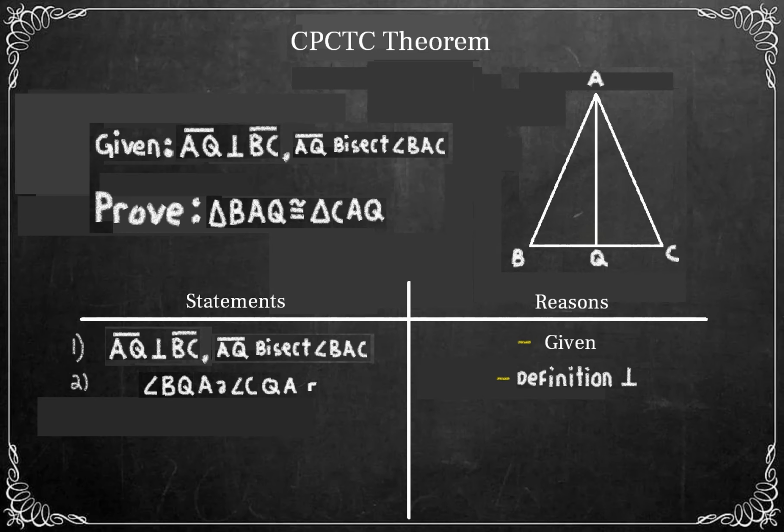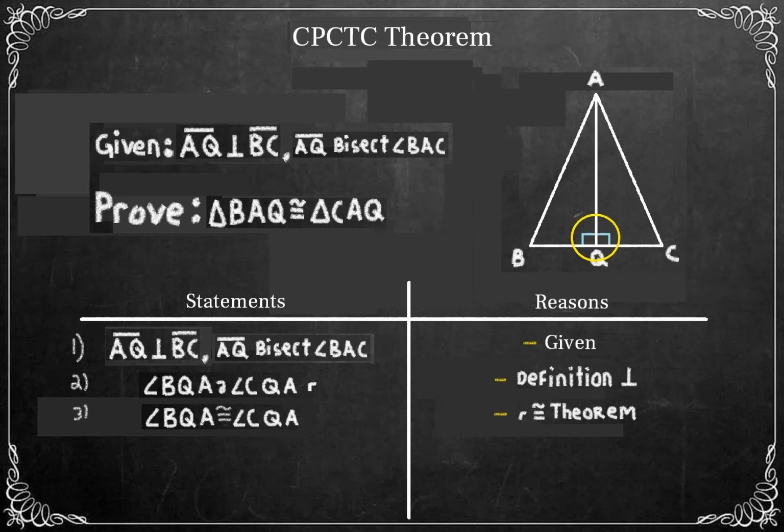Again, we use a classic geometry proof. The first statement: line AQ is perpendicular with line BC, and line AQ bisects angle BAC. The reason? This was given. Next, angle BQA and angle CQA are right angles. Reason? The definition of perpendicular. The third statement: angle BQA is congruent with angle CQA. The reason? By the right angle congruence theorem, which we proved, circled in yellow.